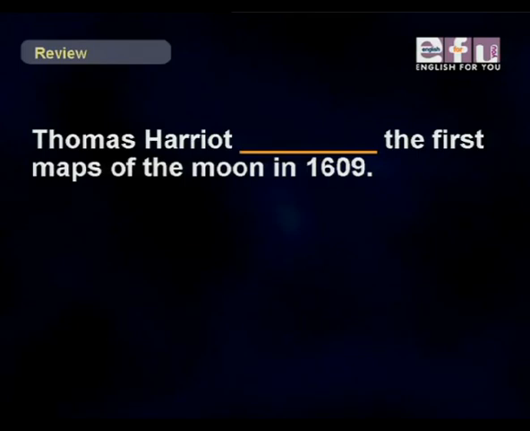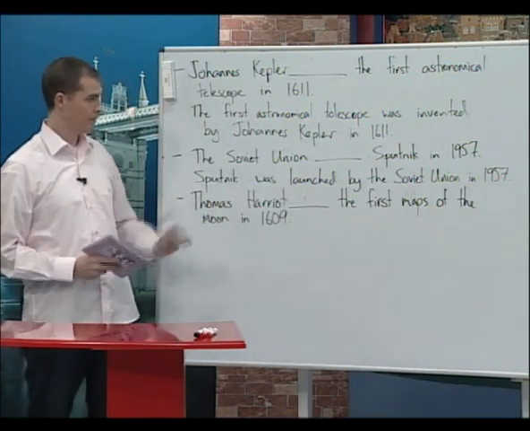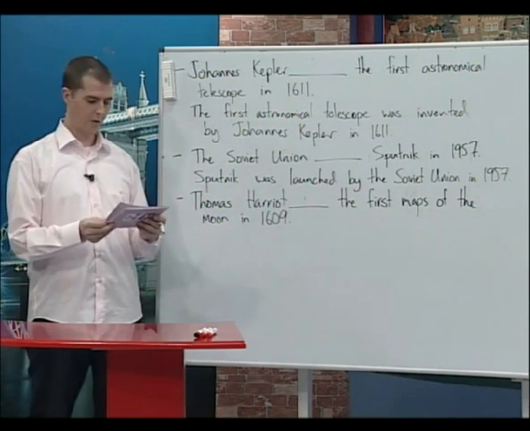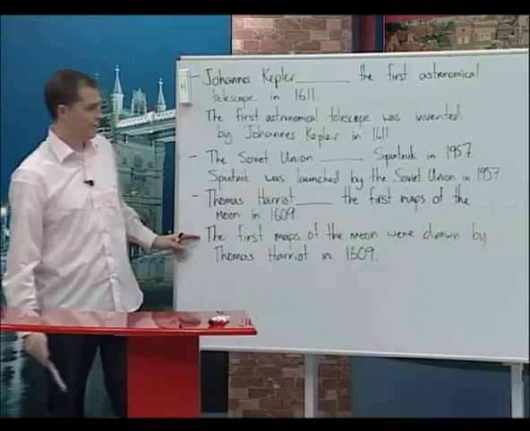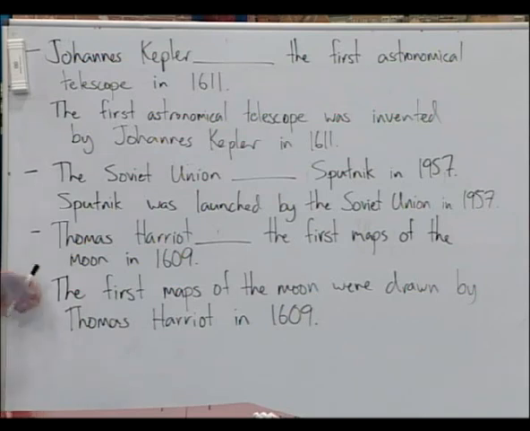And Lewis, last one for you. Now, Thomas Harriot, something the first maps of the moon in 1609. The first maps of the moon were drawn by Thomas Harriot in 1609. Excellent. Okay. The first maps of the moon were drawn by Thomas Harriot in 1609.